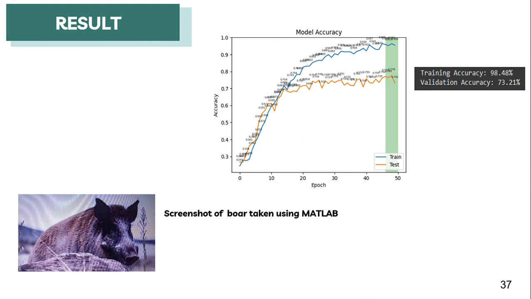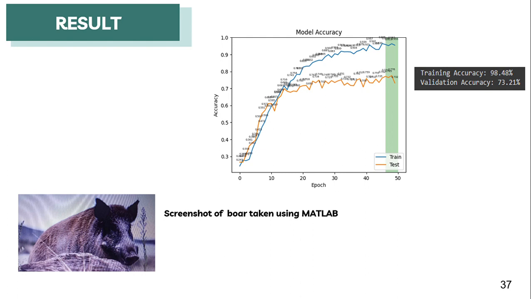So coming to the result part, you can see the model accuracy versus epoch here. We have achieved a training accuracy of 98% and a validation accuracy of 73%, which is good enough for identification. You can see various examples that have been shown here.